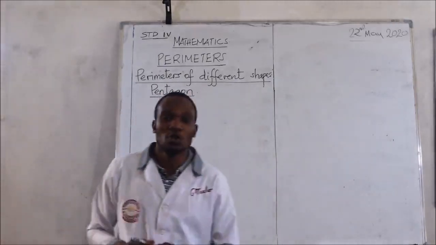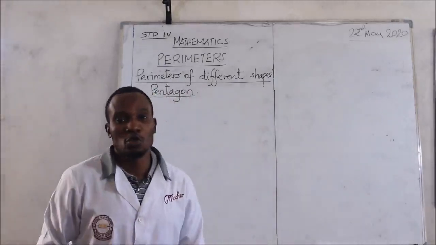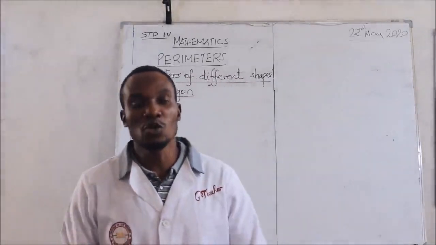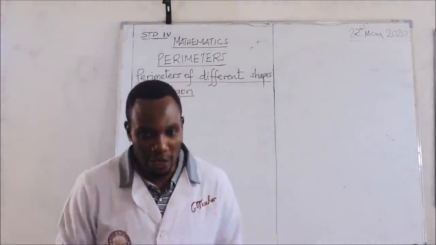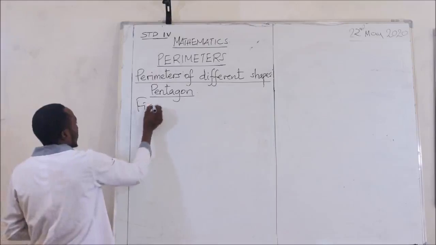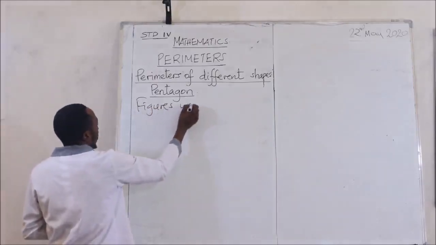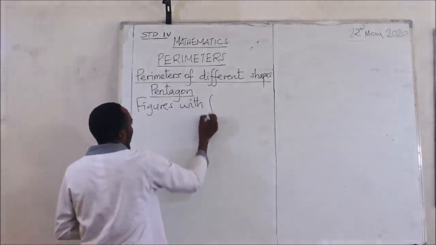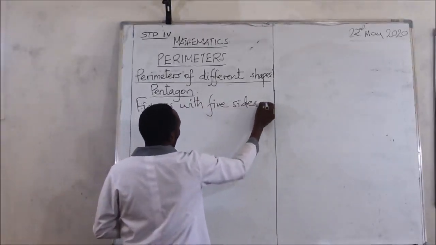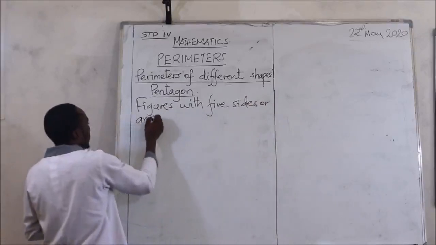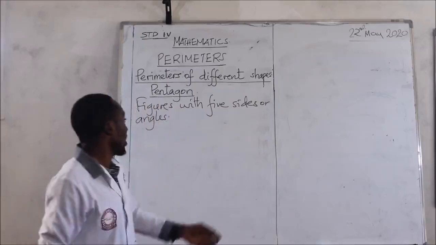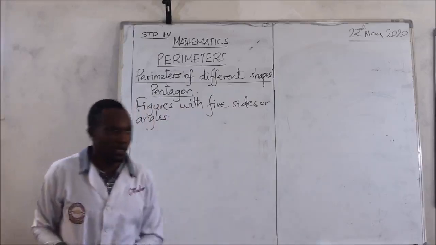Perimeters of pentagon. Pentagon means what? Pentagon, these are figures with 5 sides or 5 angles. Figures with 5 sides or 5 angles.